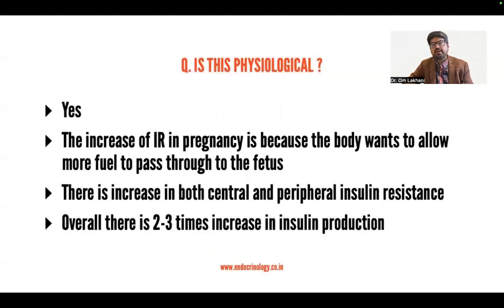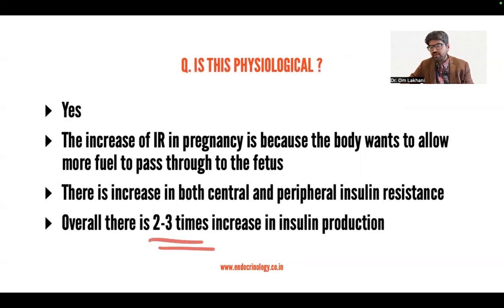Now remember, in pregnancy, the body is trying to conserve some amount of fuel for the fetus as well. So the increase in insulin resistance is because the body wants to allow more fuel to pass on to the fetus. There is an increase in both central, that is at the hepatic level, as well as at the skeletal muscle and adipose tissue level, that is known as peripheral insulin resistance. And overall, there is about a 2 to 3 times increase in insulin production. So all this is a physiological state, right?